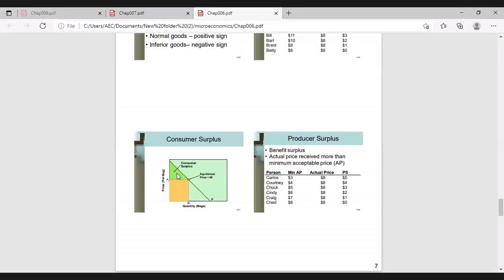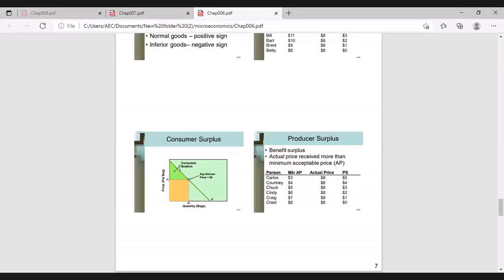If it is market demand, this consumer surplus area is the benefit of all the consumers. If it is individual demand, it is that particular consumer's surplus. So you know the consumer surplus. This demand curve shows the maximum willingness to pay for each unit.